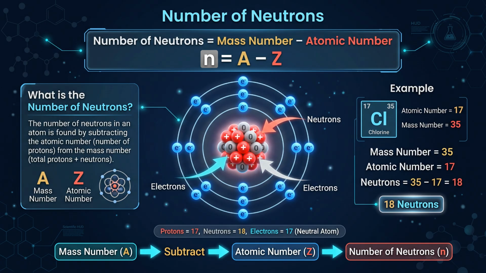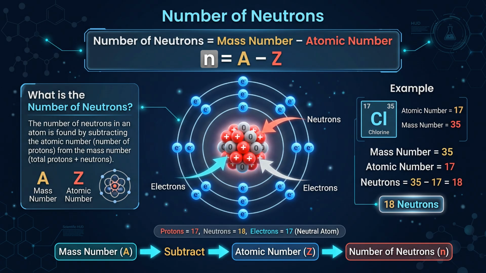Another important application of neutron calculations is in medicine. Radioactive isotopes are used to diagnose diseases, treat cancer, and perform medical imaging. Scientists calculate the number of neutrons to identify specific isotopes used in these procedures. In archaeology, carbon-14 dating uses the radioactive isotope carbon-14 to determine the age of ancient fossils, wooden objects, and archaeological remains.